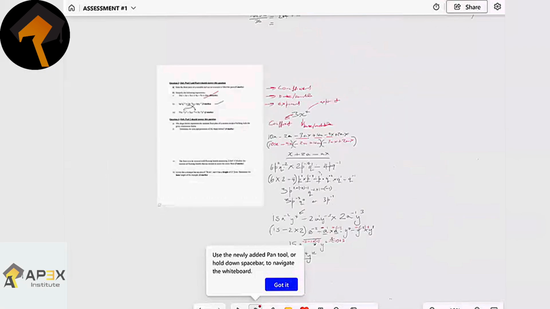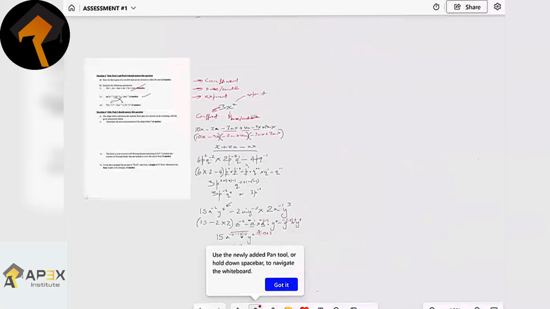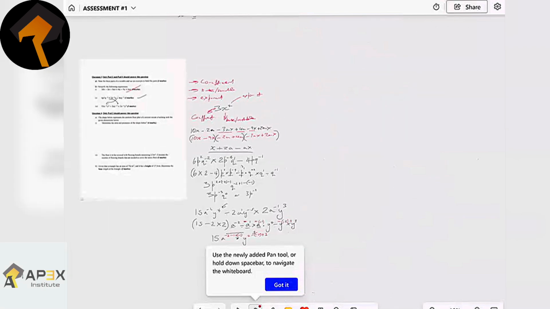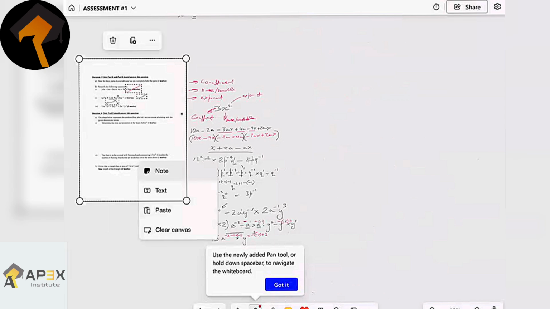So let me just clear my screen here. Can I clear my screen? I don't have to. Let's just move this document right over this side here.